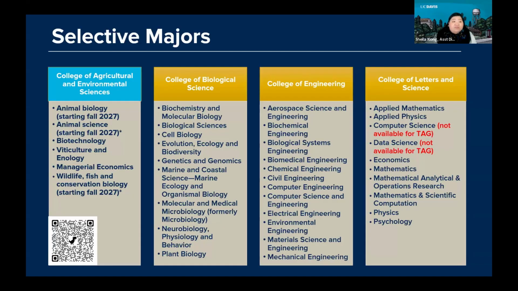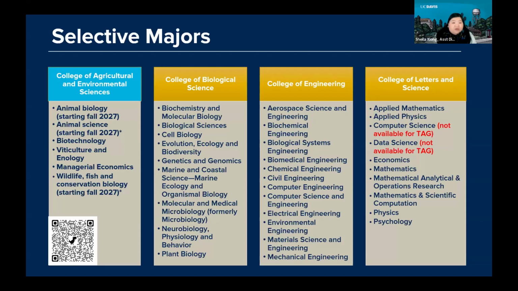We are highlighting the College of Agricultural and Environmental Sciences today. So as you can see in this blue text box here, we do have 6 majors listed here. So animal biology, as Vanessa mentioned, is going to be new as a selective major starting fall 2027. Animal science, also new starting fall 2027. Biotechnology, viticulture and enology, managerial economics, and then wildlife, fish, and conservation biology is also one of the newer majors that are going to be selective starting fall 2027.